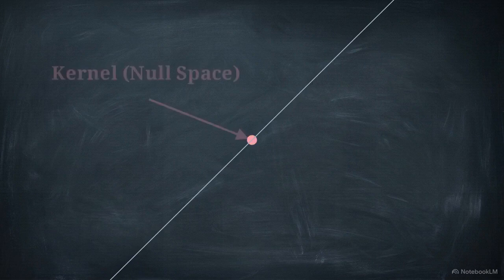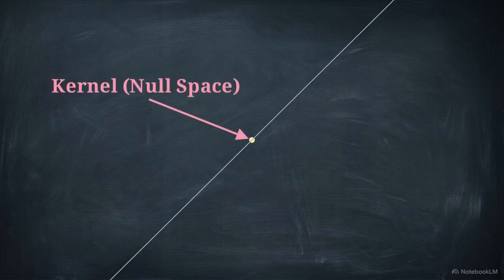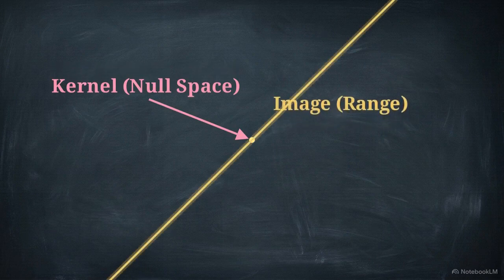Watch the standard basis vectors, i and j, move to their new locations. The coordinates of where those specific vectors land dictate the entire transformation, and they form the columns of our matrix.